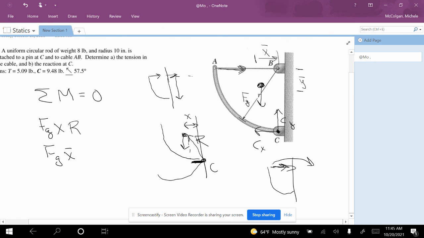So my radius is just little r. So this is going to be tension times little r is equal to 0. That's how I would set them up. Then I could keep going and do the sum of the forces to find Cx and Cy, and you saw that in the earlier video.